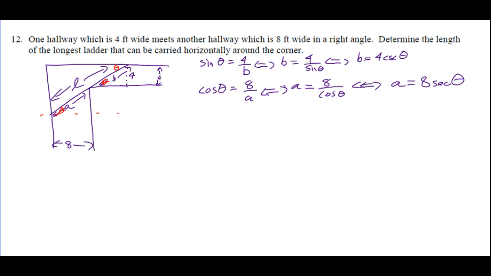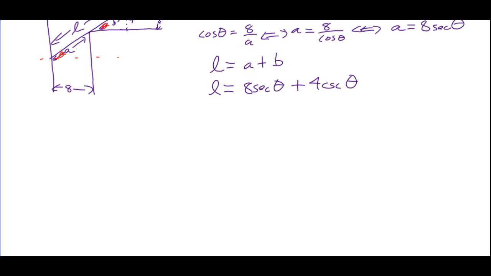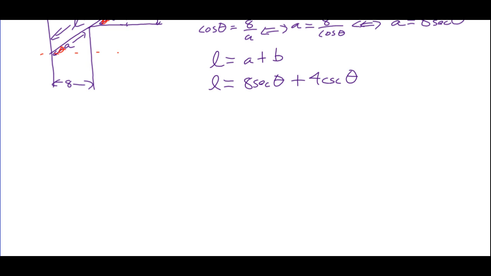And so L is equal to A plus B, right? It's 4 times the cosecant of theta plus 8 times the secant of theta. So L is equal to A plus B, which is 8 times the secant of theta plus 4 times the cosecant of theta. So it's all nicely expressed in terms of the angle theta, right? Now we're going to do L prime, with our handy formula sheet in hand, because who remembers the derivative of secant theta, right?